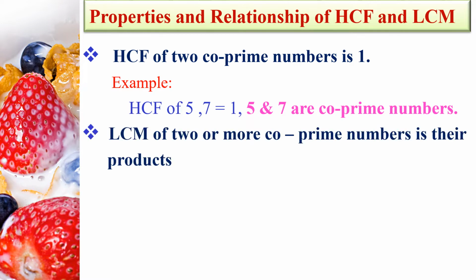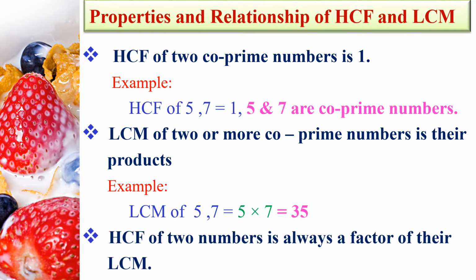Then fourth property, LCM of two or more co-prime numbers is their product. Example, LCM of 5 and 7. When we have co-prime numbers, we multiply these two numbers to get the LCM. Here also 5 multiplied with 7 will get 35. And fifth property, HCF of two numbers is always a factor of their LCM.